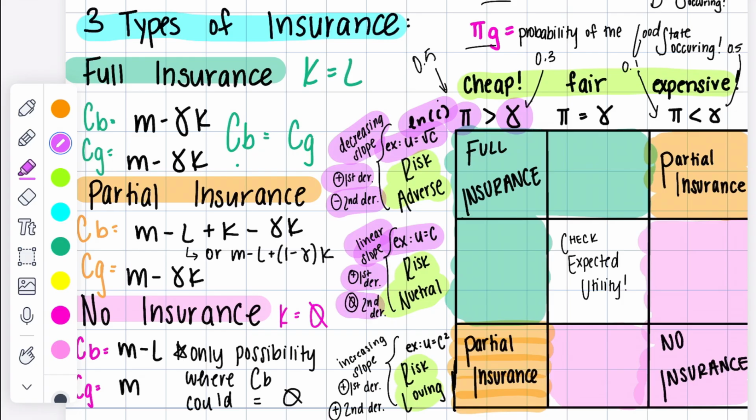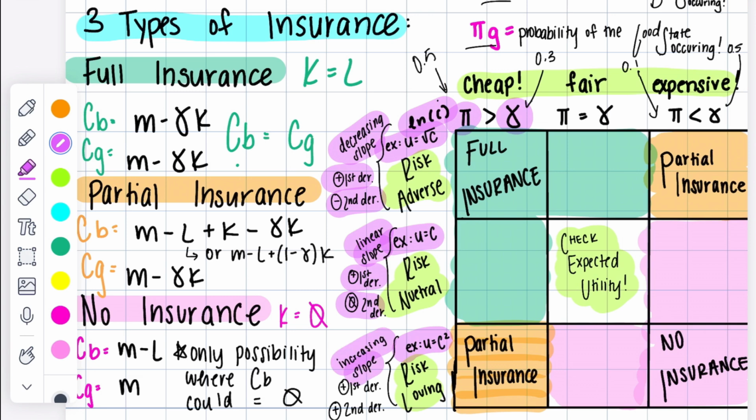And so when we are risk neutral, this is the only chance where we might have to check our expected utility just because we are indifferent between whether we play it safe or play it risky. We just want the highest payoff. Then we have a risk-loving individual where we have utility equals c squared or c cubed, something with an exponent greater than 1.